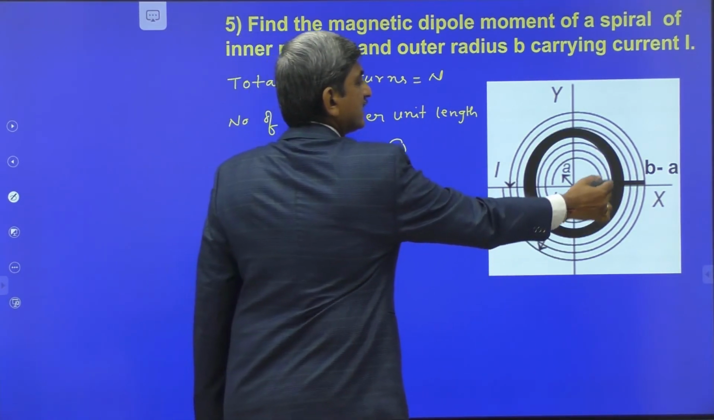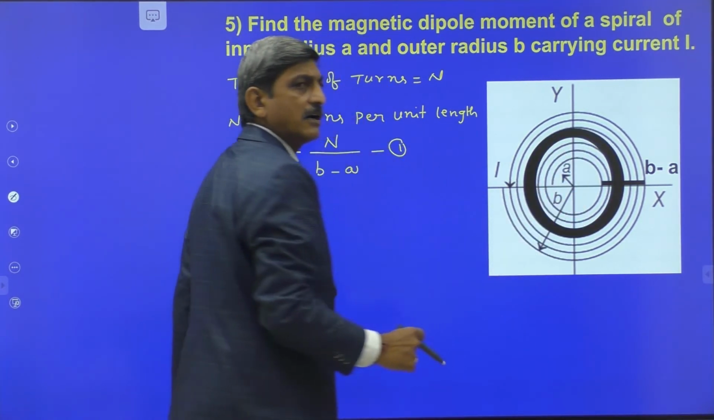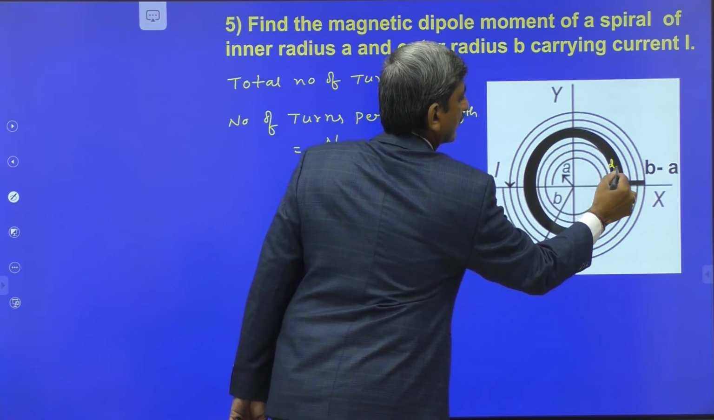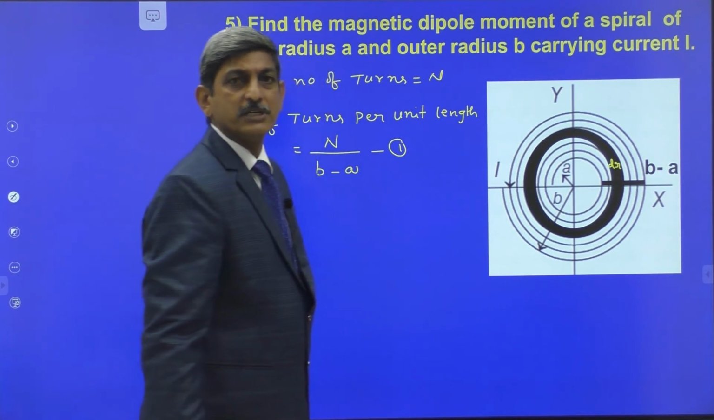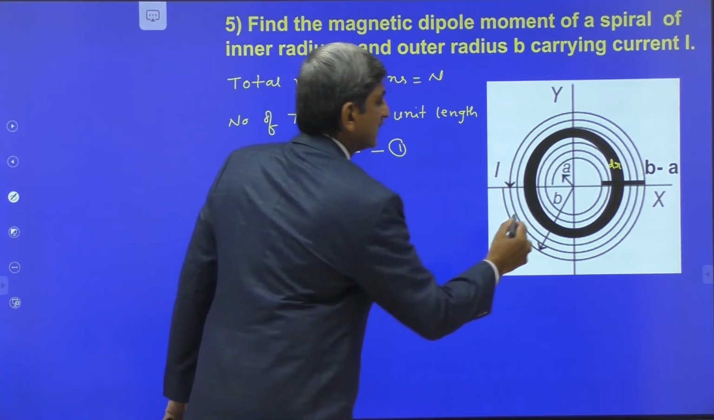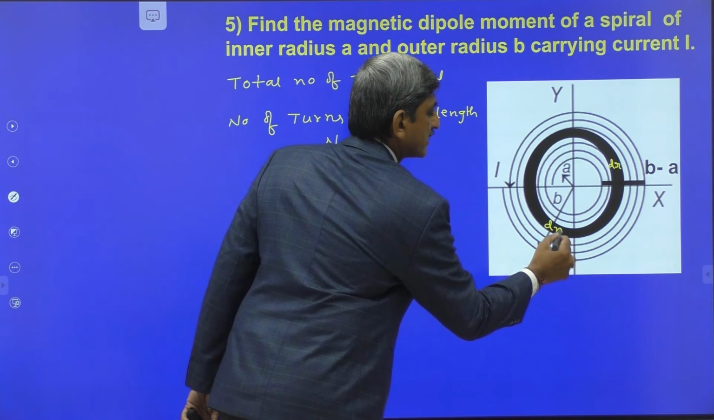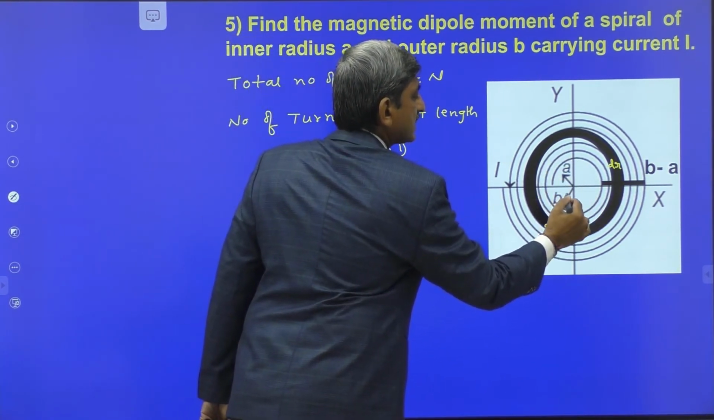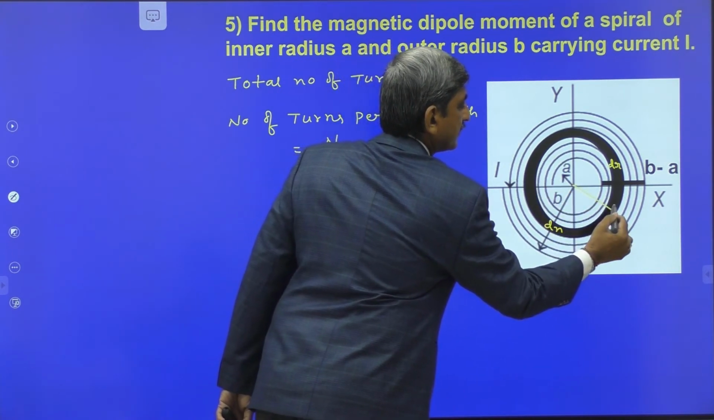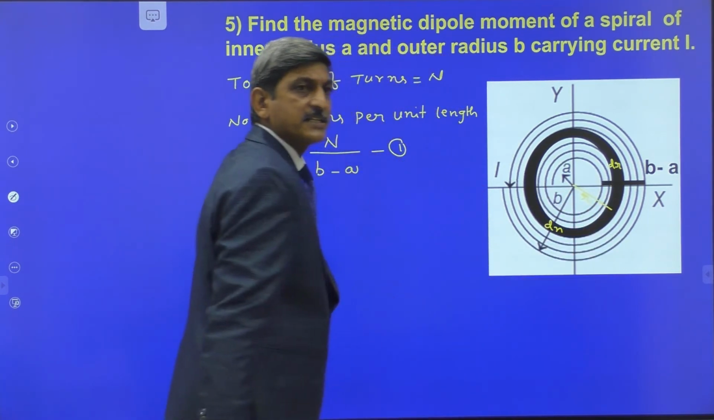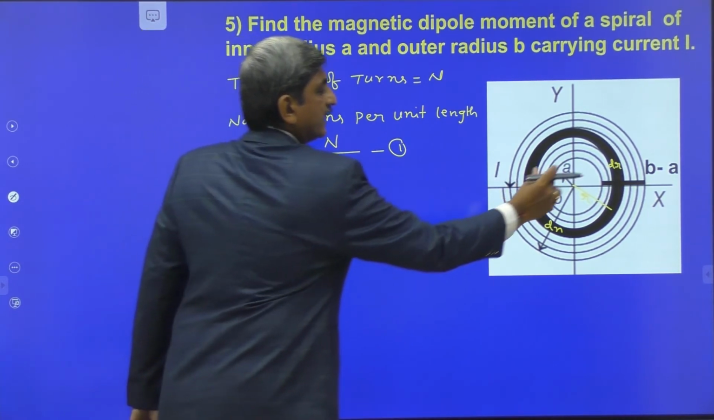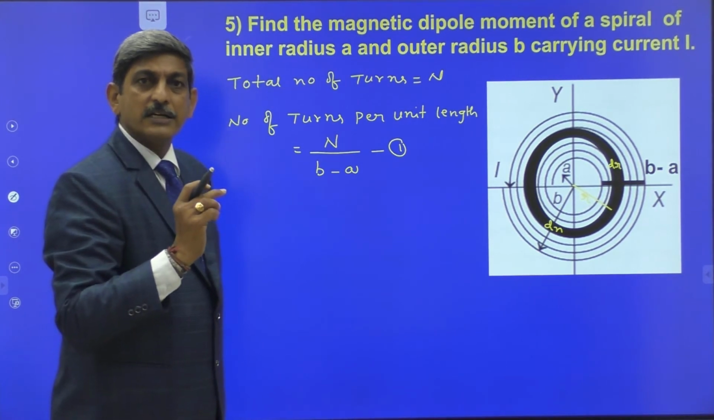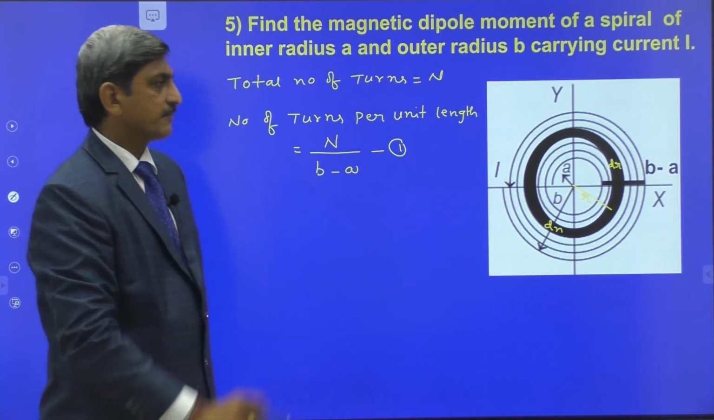Now let us consider a circular coil of small thickness dr. Let us assume that in that small thickness dr there are dn number of turns. Let r be the radius of the coil and dr the thickness of the coil, and that coil contains a small number of turns dn.